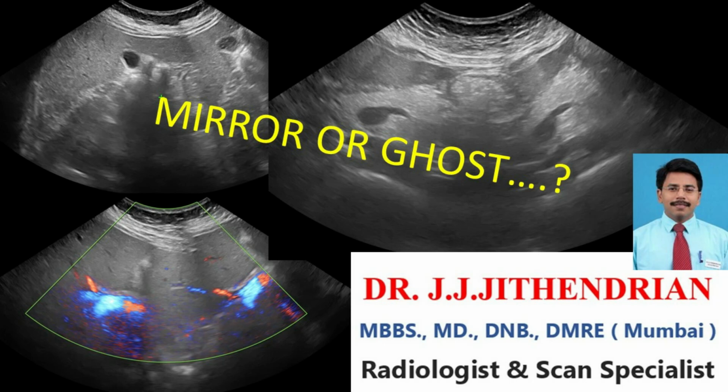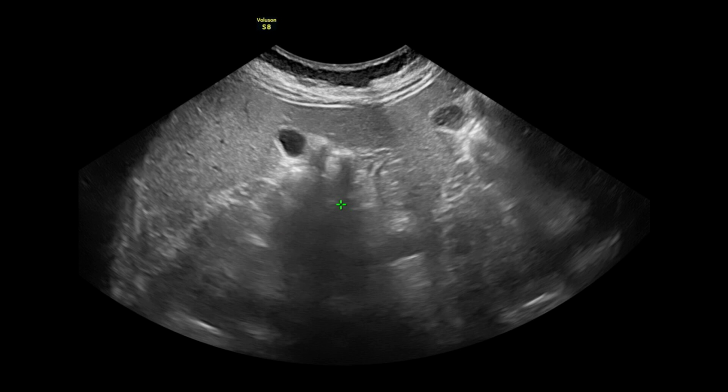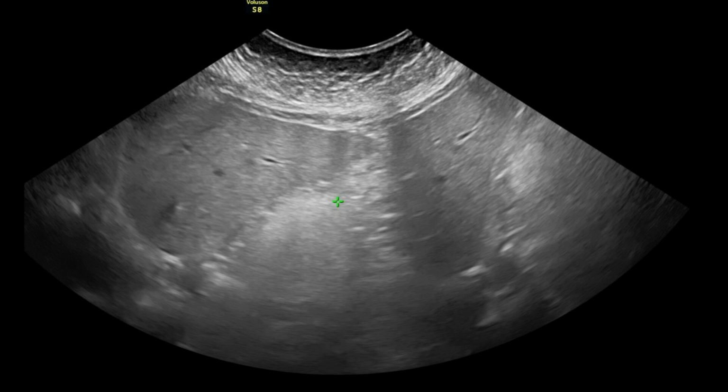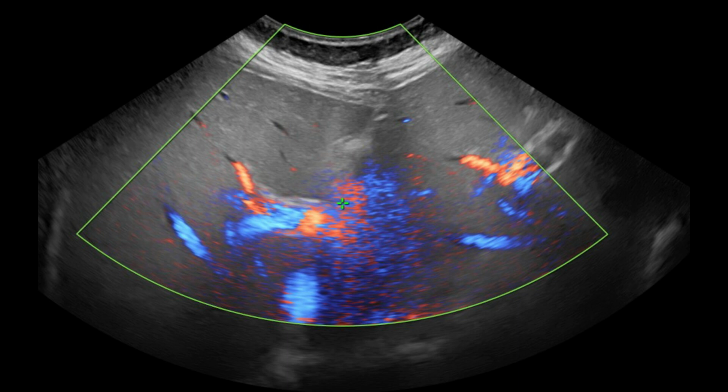Hello everyone, I am giving a few images of a 40-year-old female undergoing ultrasound abdomen with non-specific upper abdominal pain, which has been there for many months due to bloating after food intake. I am giving many 2D images and a few with color Doppler.